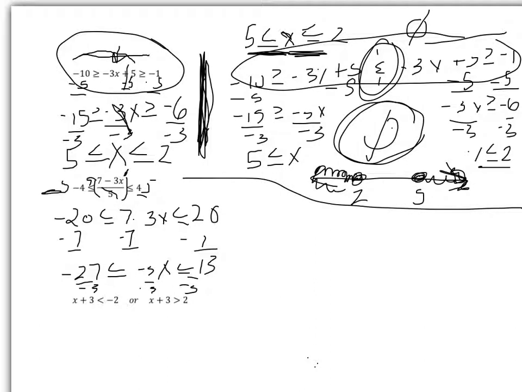So negative 27 divided by negative 3 is 9. Flip the sign, greater than or equal to. We get our cancellation here, so we get our x. Flip the sign, and then we have our 13 divided by negative 3, negative 13/3.